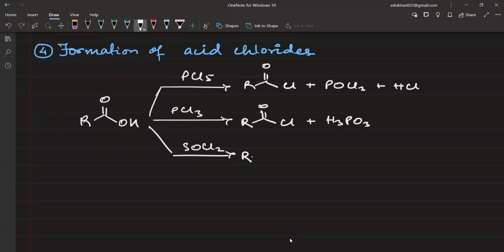In SOCl2 also you will get acid chloride plus SO2 and HCl. So these reactions are very similar to what we have done in the haloalkane haloarene chapter. Maybe all of these reagents were used to replace the OH, but that was alcohol and this is carboxylic acid. So from alcohol, if you replace the OH with any halogen, you are going to get haloalkane. From carboxylic acid, if you replace the OH with any halogen, then you are going to get acid halide or acyl halide. And in this particular case, you are getting acid chlorides.